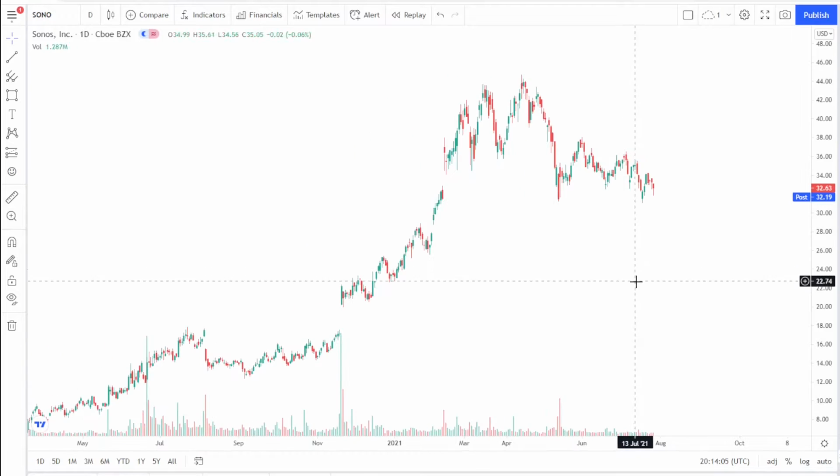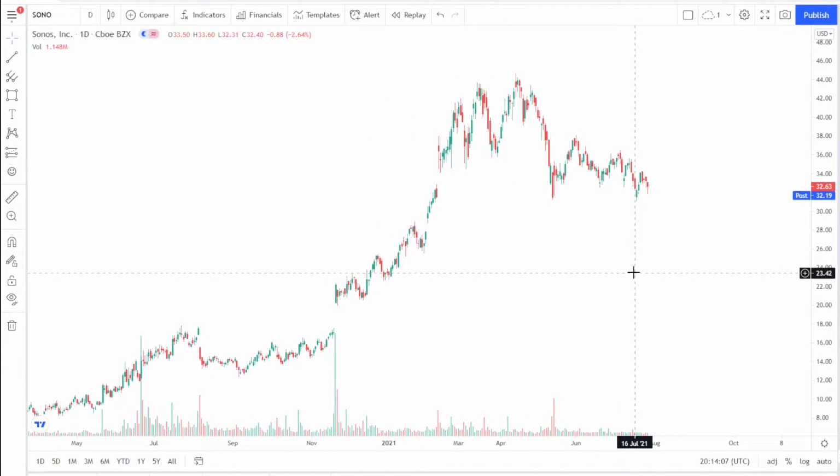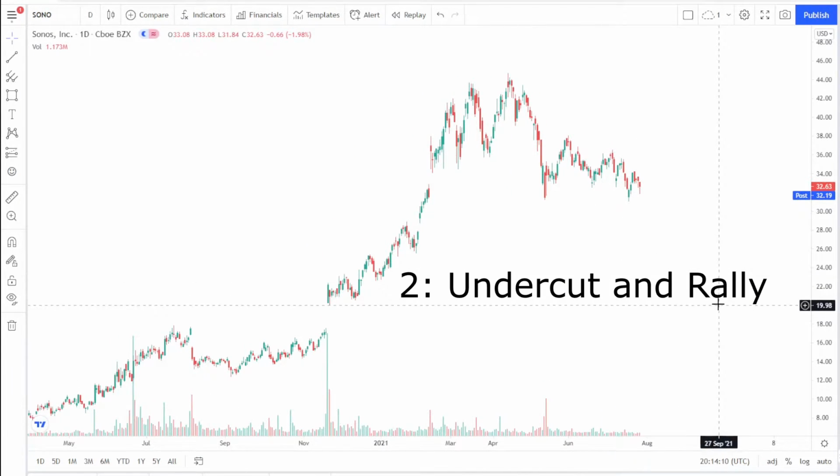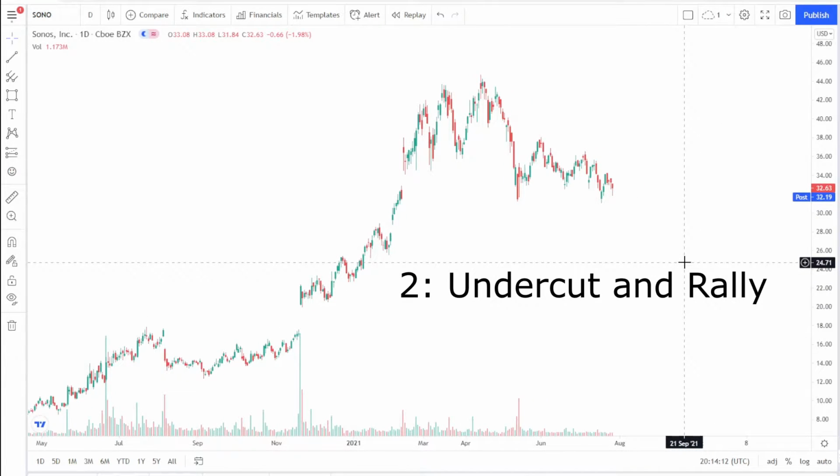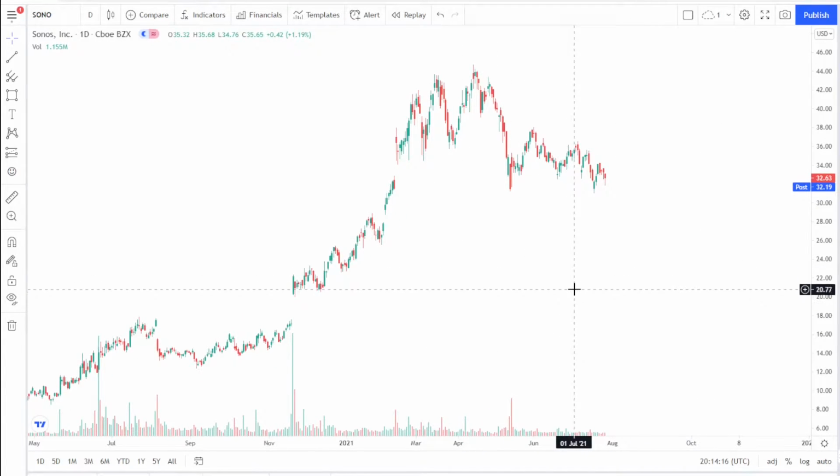Now, the next strategy I want to talk about is called the undercut and rally strategy. So what this is simply, you have a support line in a strong stock that has kind of seen some profit taking, some consolidation, and just a nice correction, a nice pullback. And what you see is a nice support being tested and then undercut.